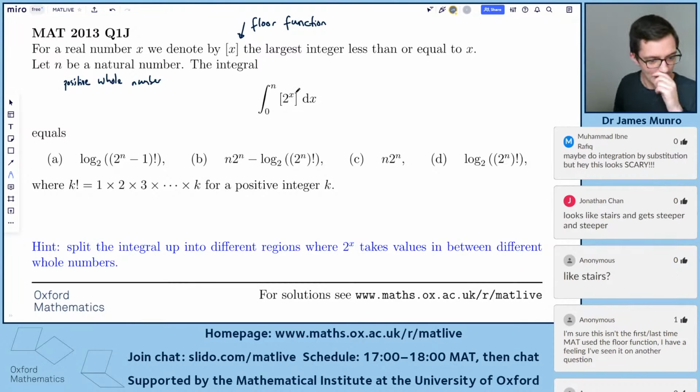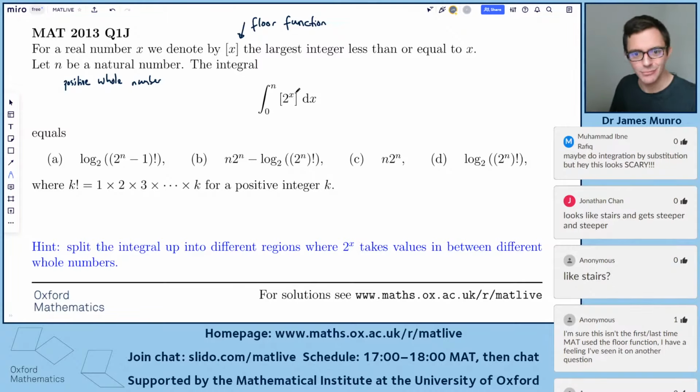Cool. Yeah, so it looks like stairs because it's going to return whole numbers. It has to. It rounds things down, so it's going to return whole numbers. It's going to look like stairs, but thinking about the width of the stairs and the height of the stairs is slightly tricky. Okay. Yeah, do not do integration by substitution on this one.